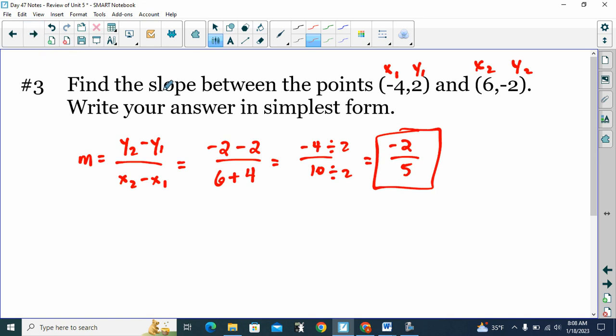It just asked us to find the slope. It didn't ask us to write an equation. We don't have to go anywhere from there. That is the slope. We are finished.